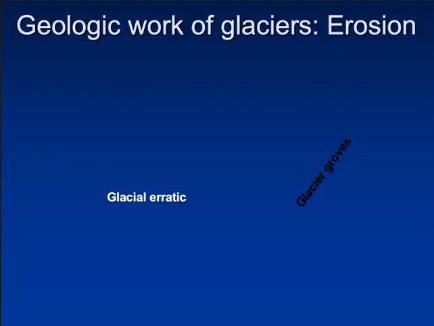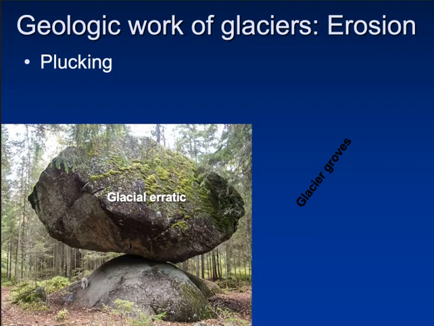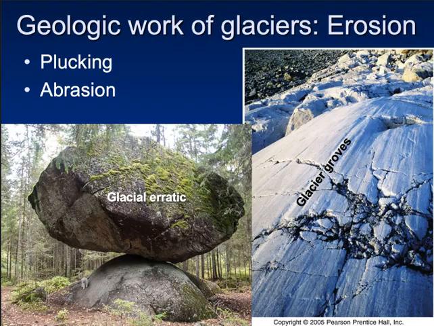Geologic work of glaciers: erosion. Glaciers are the most powerful erosional agents because they can pluck away huge boulder-sized rock from the bedrock of the mountains. Evidence of this are glacial erratics, boulders left behind when the glacial ice has melted. As the glacier flows downhill, it accumulates progressively more rock fragments, which in turn do abrasion to the bedrock under and along the sides of the glacier, leaving behind distinctive glacial grooves.